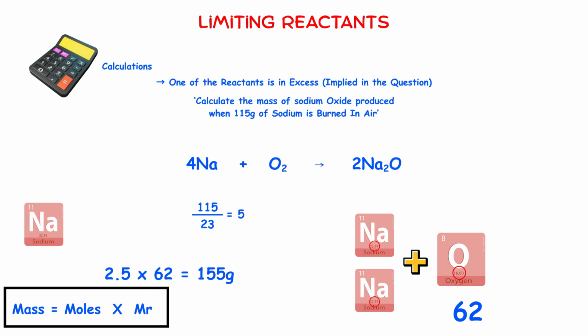To do that, we rearrange our formula to mass equals moles multiplied by Mr. We already know that the number of moles is 2.5, so now we need the Mr of sodium oxide, which has the chemical formula Na2O. This includes 2 sodium atoms, so we take 2 times 23 and 1 oxygen atom, which is 16, giving us a total Mr of 62. We then multiply 2.5 by 62, which gives us 155 grams. Therefore, the mass of sodium oxide that will be produced in this reaction is 155 grams.